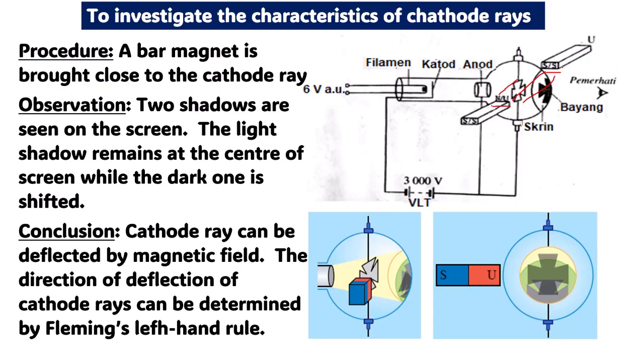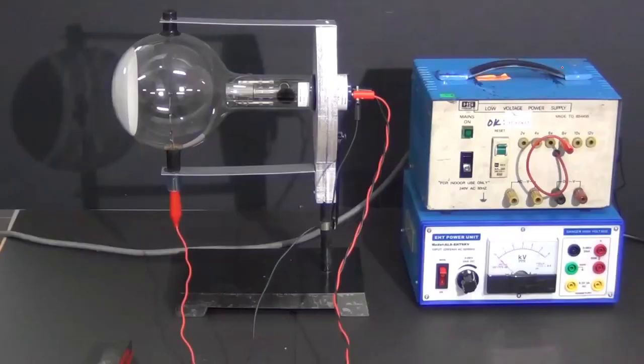So what is our conclusion? Cathode rays can be deflected by a magnetic field. The direction of deflection of cathode rays can be determined by Fleming's left hand rule. We will discuss further about the direction at the end of the session.